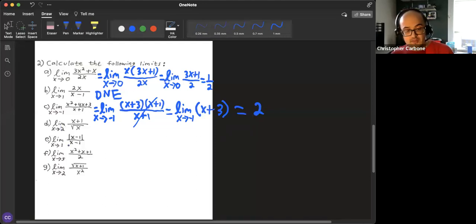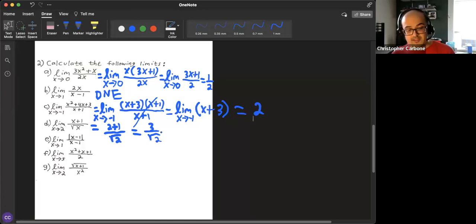For my fourth one, limit as x approaches 2 of x plus 1 divided by the square root of x. Nothing's stopping us from putting 2 in here. Nothing cancels. We can't really manipulate that function in any shape or form, but we can put 2 in there. So this will make 2 plus 1 divided by the square root of 2. That denominator doesn't simplify to make anything nice. So this will just be 3 divided by that square root of 2.